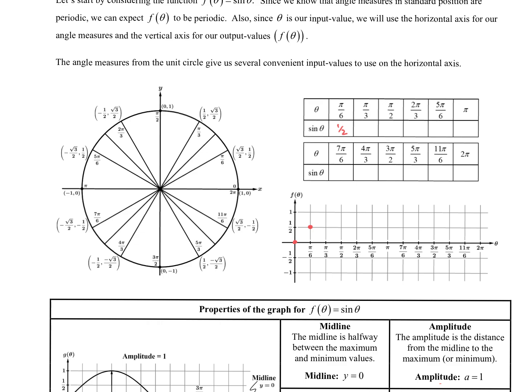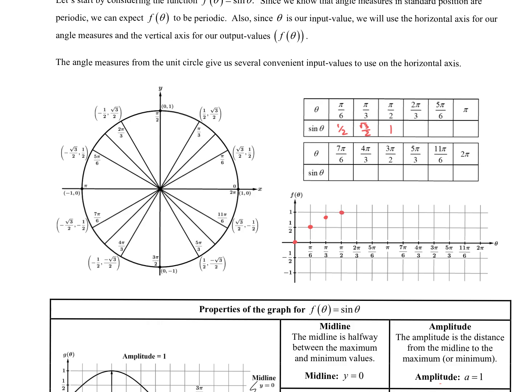What's the sine of pi over 3? Square root 3 over 2. Why is it square root 3 over 2? Why is it the bigger one? Closest to the y-axis. All right, and so we got square root 3 over 2, almost to 1. And so we get pi over 2. What's the sine of pi over 2? 1. Why is it 1? Because it goes directly up.